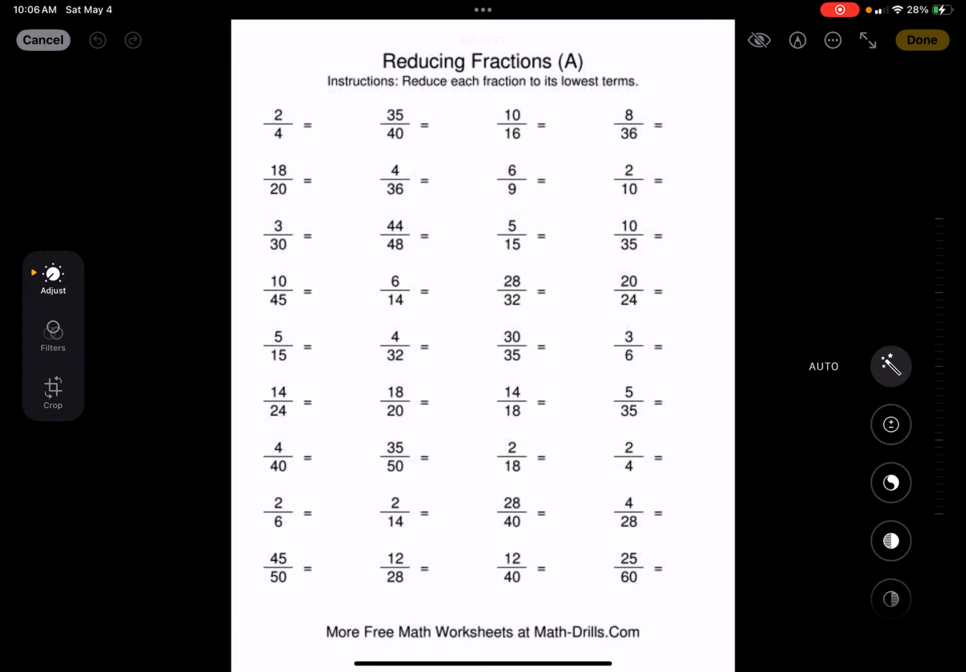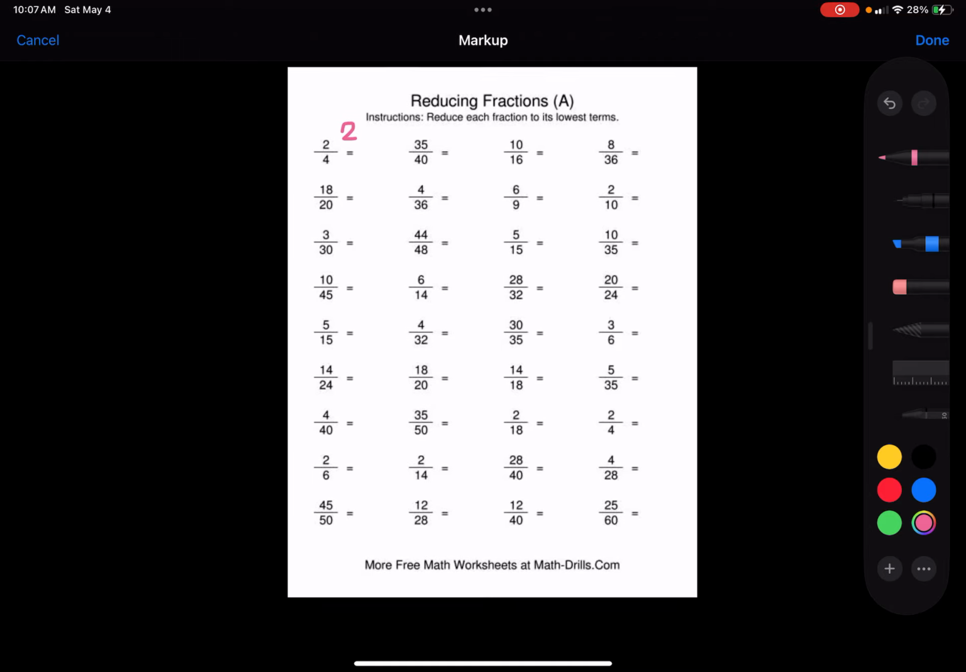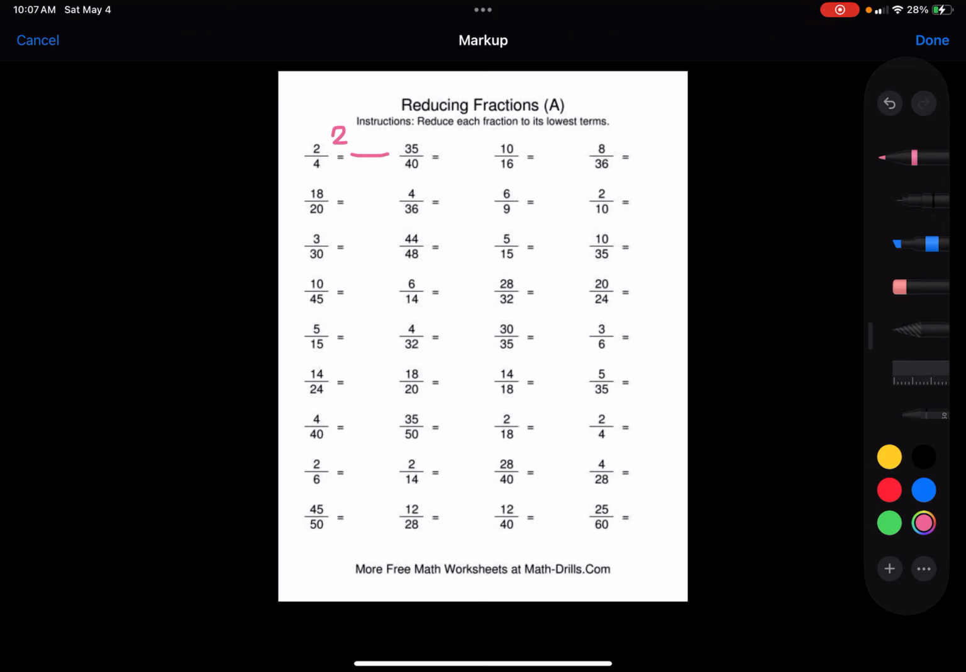The first one, we have 2/4. We can divide this by 2. You also have your checkpoint assignment to work. 2 divided by 2 is 1, and then 4 divided by 2 is 2.